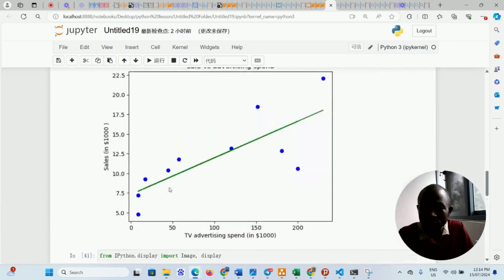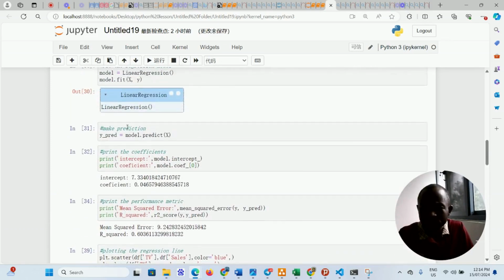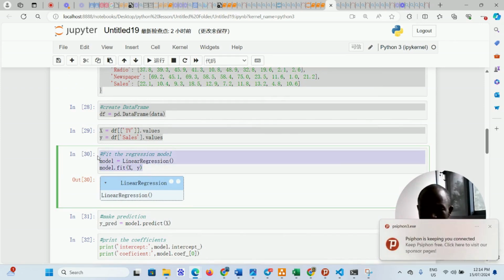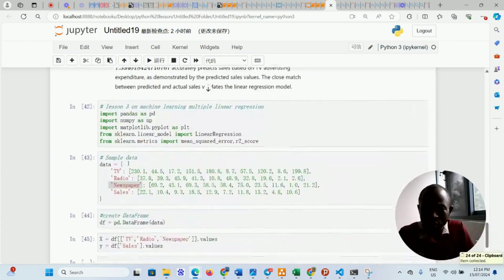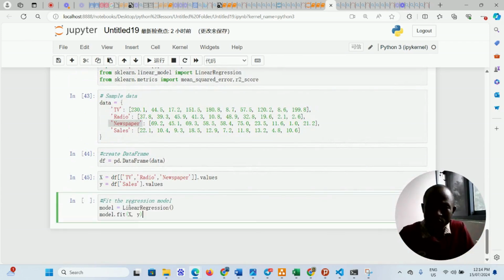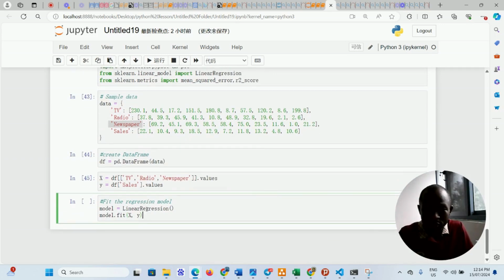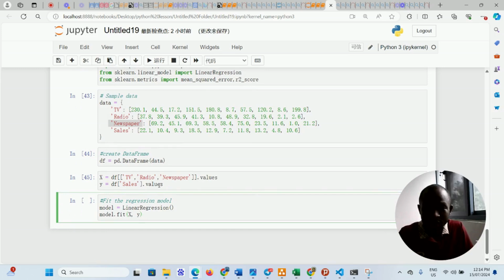Then after that, what do we do? We fit the regression model. Just copy the regression model. This one does not change. This one does not change. This one does not change. We fit the regression model. We call model equals to LinearRegression, then model.fit with x and y. So our x now is the whole of this one, and our y. At this point, the radio and newspaper data has been added.